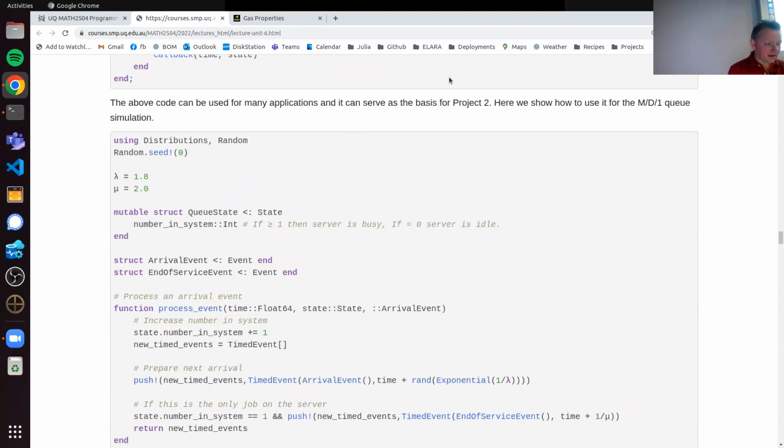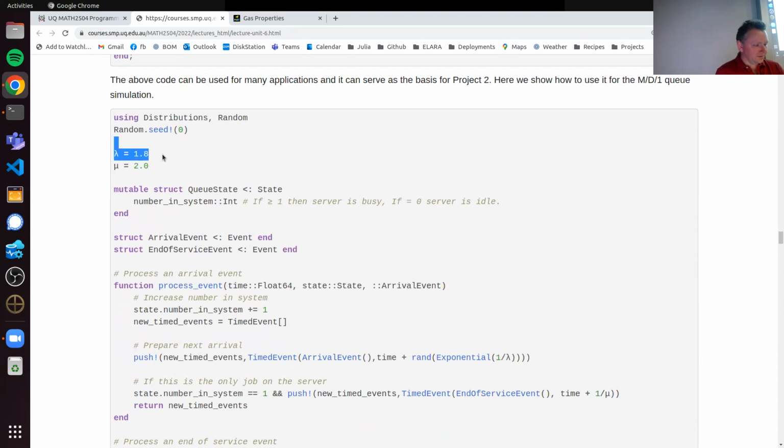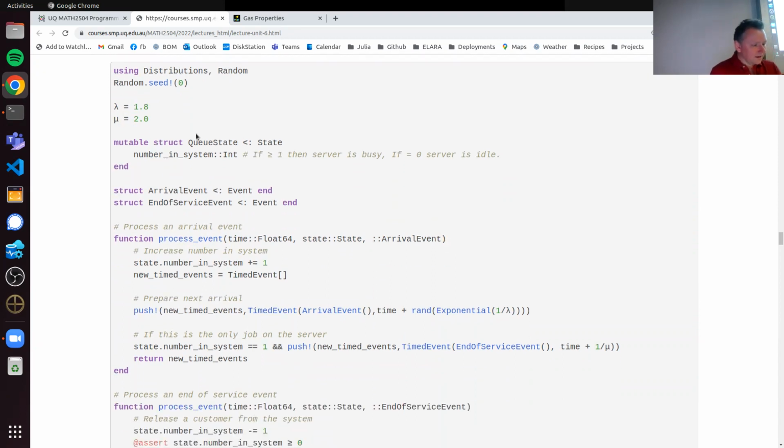Let's do something like we would in project 2. Let's look at that MD1 queue again. We have mu and lambda again. Remember, these are the rate of arrivals and the rate of processing. So things are getting processed slightly faster than they are arriving. We need to create the system state. Remember, I spoke about this before the break: the only thing in the state that we were keeping track of in those queues was the number of things in the queue, which is an integer.